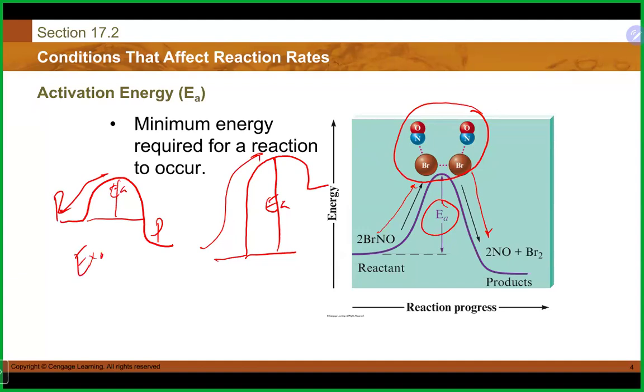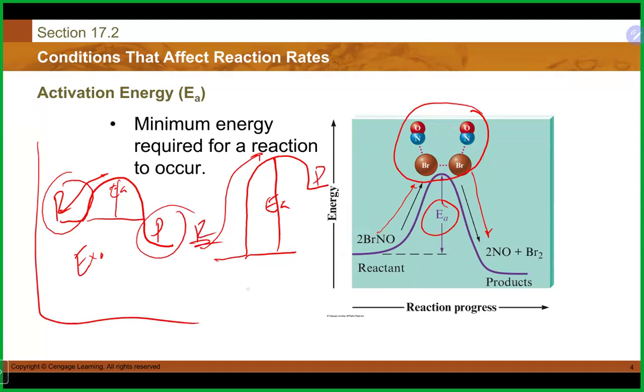By the way, this is an exothermic reaction where heat and energy is released, as our reactants are higher in energy than our products. This would be more of an endothermic reaction, as our reactants are lower in energy than products. That's why in an endothermic reaction, energy has to be put in to help get over the hill, right? You need an overall input of energy to help get over that bigger activation energy hill to get to the other side.